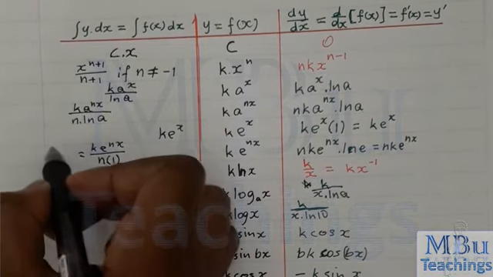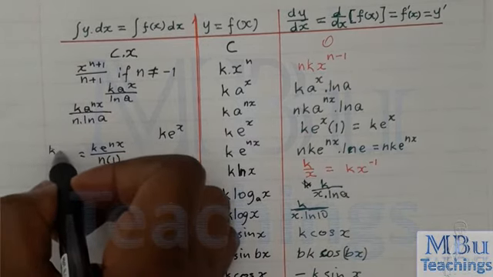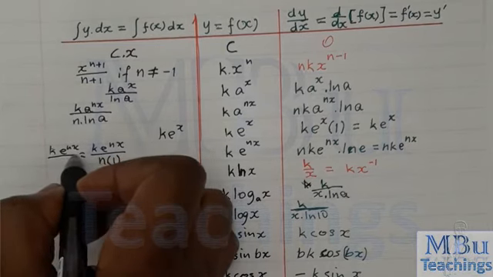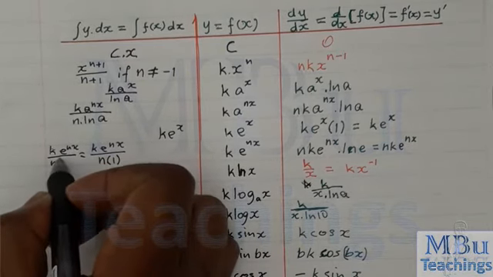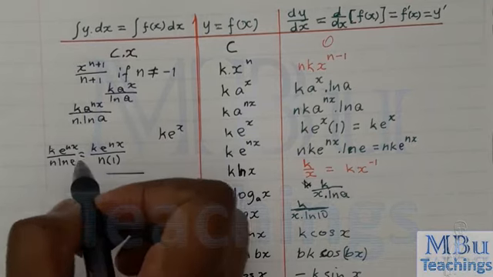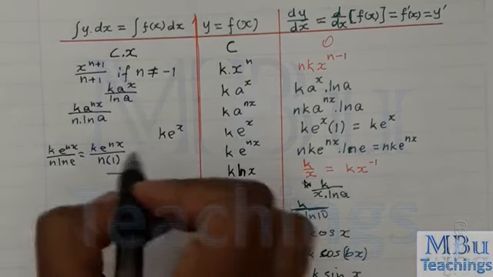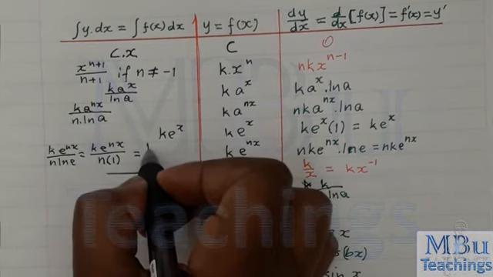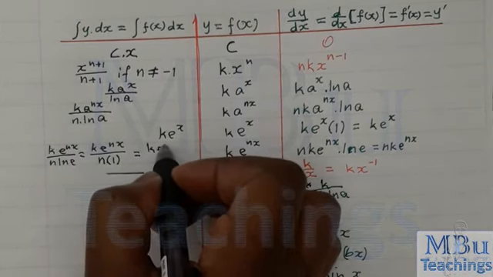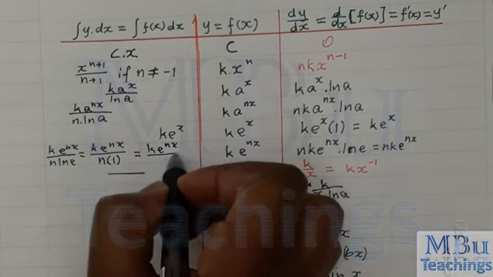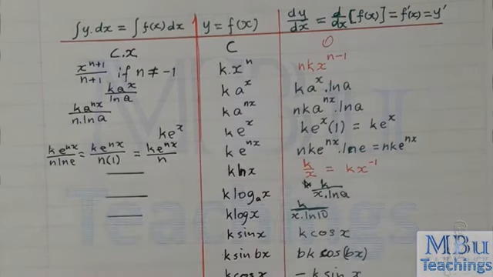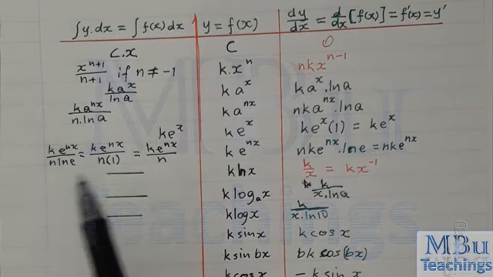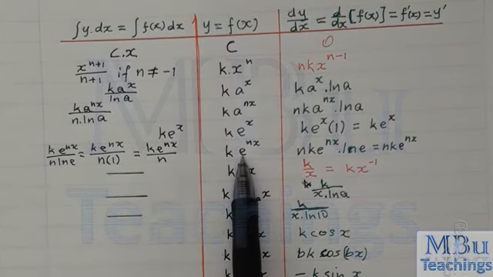Okay, I can even move a little bit further. K e raised by nx over n ln e, but ln e is equal to 1, so therefore we will have the actual answer being ke raised by nx divided by just n. So this is the integral of this one.